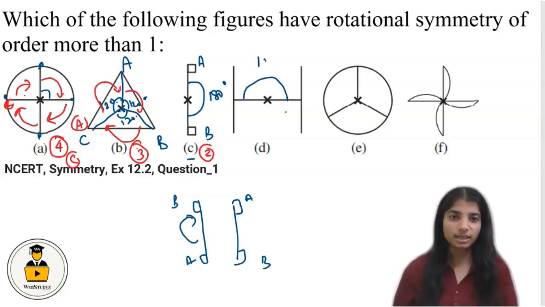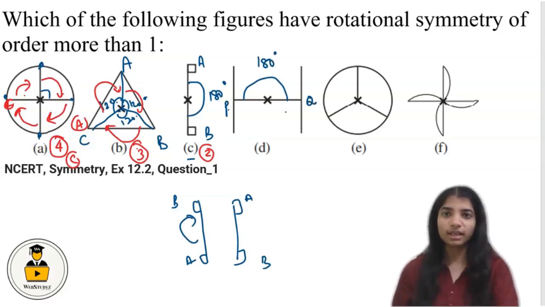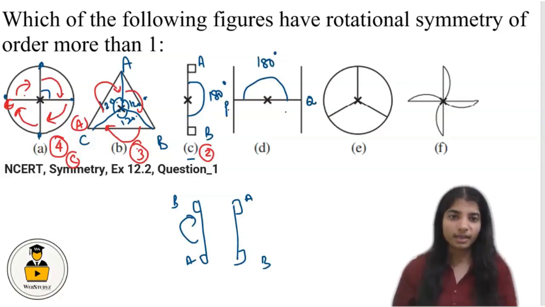We know that this is a straight line, so the angle is equal to 180 degrees. Let's say this is part P and this is part Q. If we rotate this through an angle of 180 degrees, this P must be here and this Q must be here after rotating this through an angle of 180 degrees.